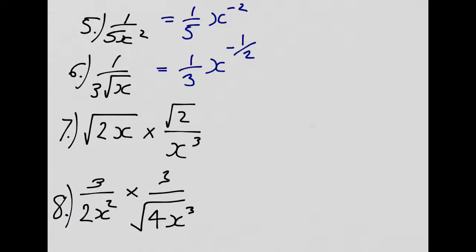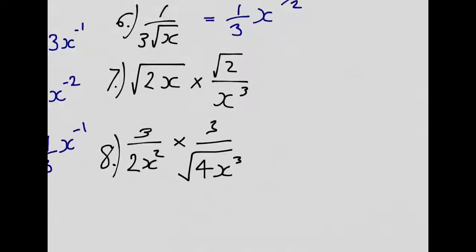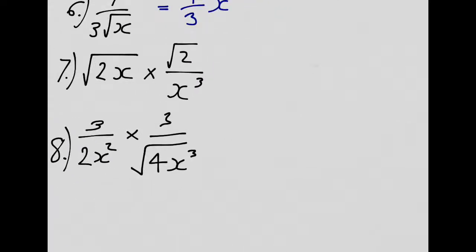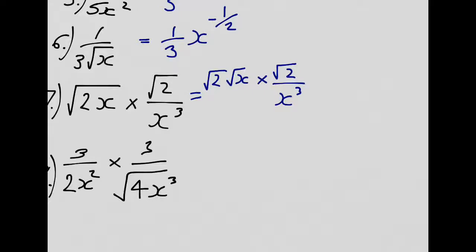So the next 2 should be pretty much the same thing. 7 and 8, a little bit more difficult, so I'll go through a couple of steps on these ones. So I've taken apart my square root sign using surd rules to pull it apart. Now I'm going to do root 2 times root 2, which is going to be 2, and root x over x cubed will give me x to the minus 5 over 2.